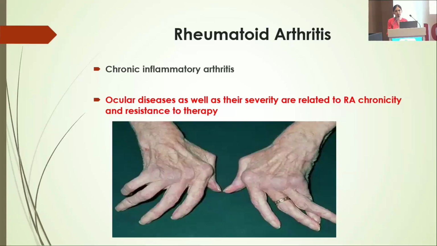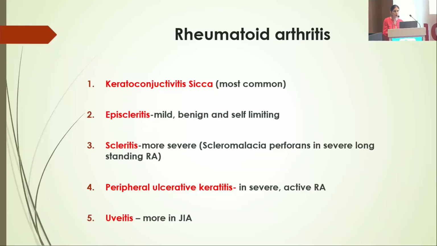As we know, rheumatoid is a chronic inflammatory arthritis. The ocular disease and its severity depend upon the RA chronicity and resistance to therapy. The common ocular manifestations in a case of rheumatoid are keratoconjunctivitis sicca, episcleritis, which is mild and benign, scleritis, which is more severe, leading to scleromalacia perforans in severe long-standing cases, and PUK, which is seen in severe and active RA.